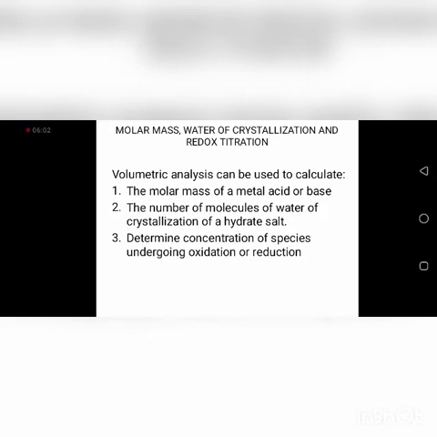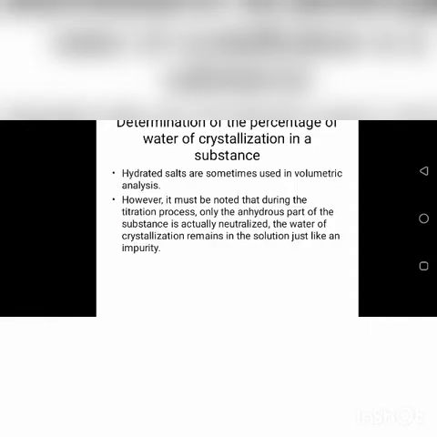We call it hydrated salt. We also use it to determine the concentration of species undergoing oxidation or redox. That is redox titration. It came out last year. What they brought was redox titration. So now let's see the determination of percentage of water of crystallization in a substance. Let's see how we can calculate percentage of water of crystallization in a titration.